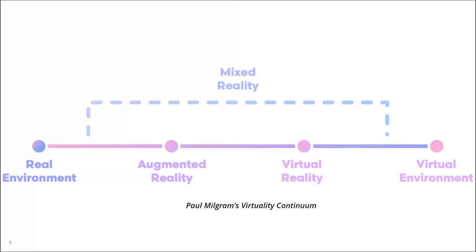This is a diagram proposed by Paul Milgram, known as Paul Milgram's virtuality continuum. What he proposed was that the real world and the virtual world are the two extreme ends of the line, where AR will be closer to the real world and virtual reality, VR, will be further away. And in the middle, with these dash lines, you can see that both augmented reality and virtual reality come together. This part is termed as mixed reality.